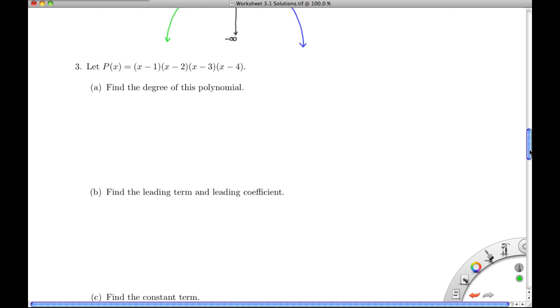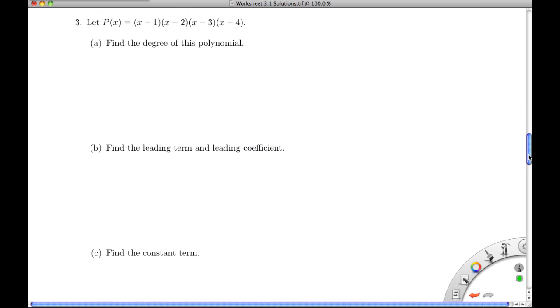Okay, and now if we move on to number 3, we're going to find the degree of this polynomial. Now here we've got it in factored form. So one possible way to do this would be to multiply it all out, which might be a little bit obnoxious, especially if we don't have to multiply it all the way out.